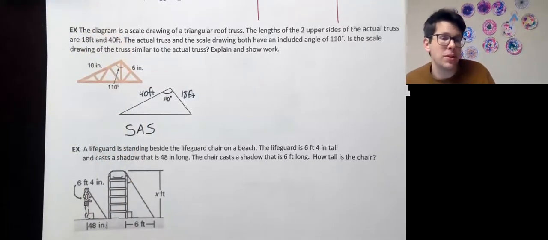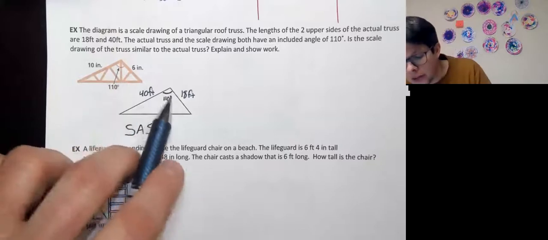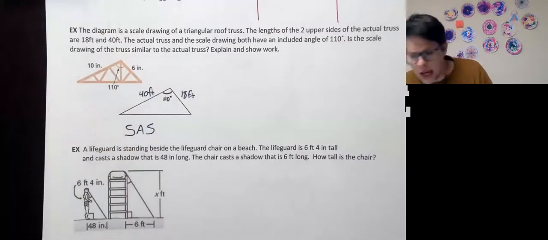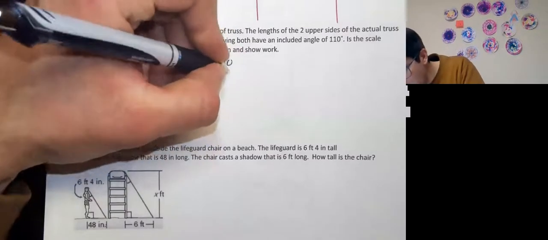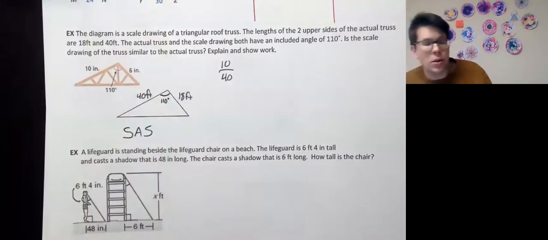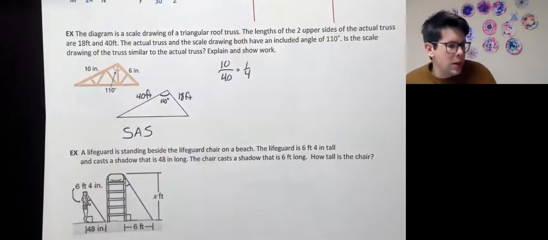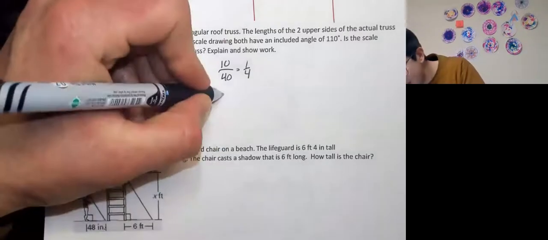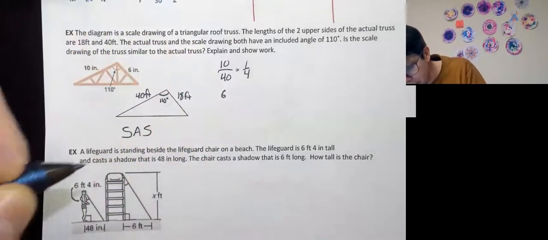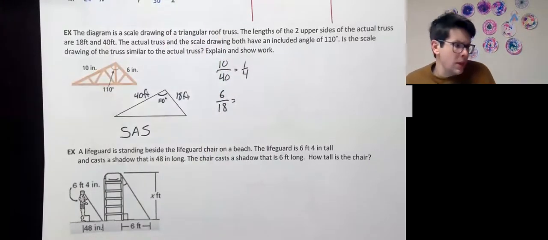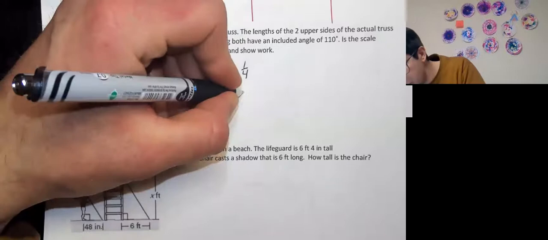But we need to make sure that our sides are going to be proportional. Our angles definitely are congruent, which is fantastic. So we're going to set up our proportional sides. We're going to be setting up some ratios with our 10 and our 40, which is going to reduce really easily and quickly. And then we're going to do a similar type of situation with our shorter sides, which is going to be our 6 and our 18. Now this one reduces as well, but it's not going to reduce to the thing that we want it to be.